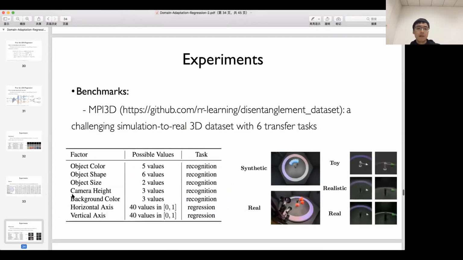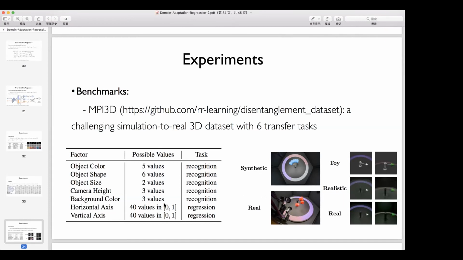The second benchmark is MPI-3D. It is more challenging because it is a simulation-to-real 3D dataset with 6 transfer tasks. There are 3 domains. For example, the toy domain is a synthetic domain, and the other two domains, for example the real domain, are real datasets. So this is a simulation-to-real transfer task. In these tasks, there are 2 regression tasks: the horizontal axis and the vertical axis.